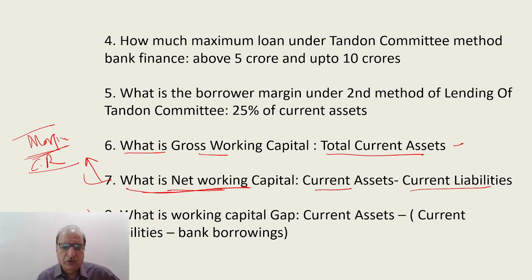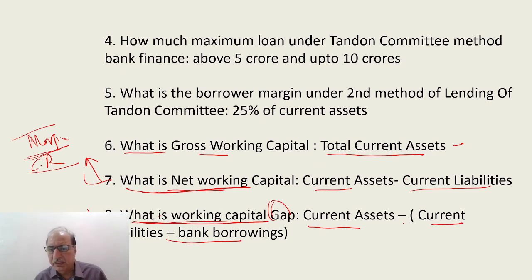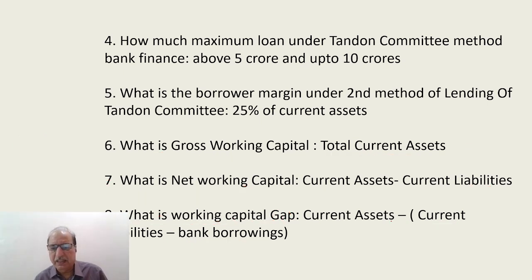Then the next is, what is working capital gap? This is the gap which the bank finances. What is working capital gap? This is current assets minus current liabilities less bank borrowings. It means if we reduce bank borrowing from these current liabilities, that gap will come which the bank has to finance. So what is working capital gap? Current assets minus current liabilities minus bank borrowing.